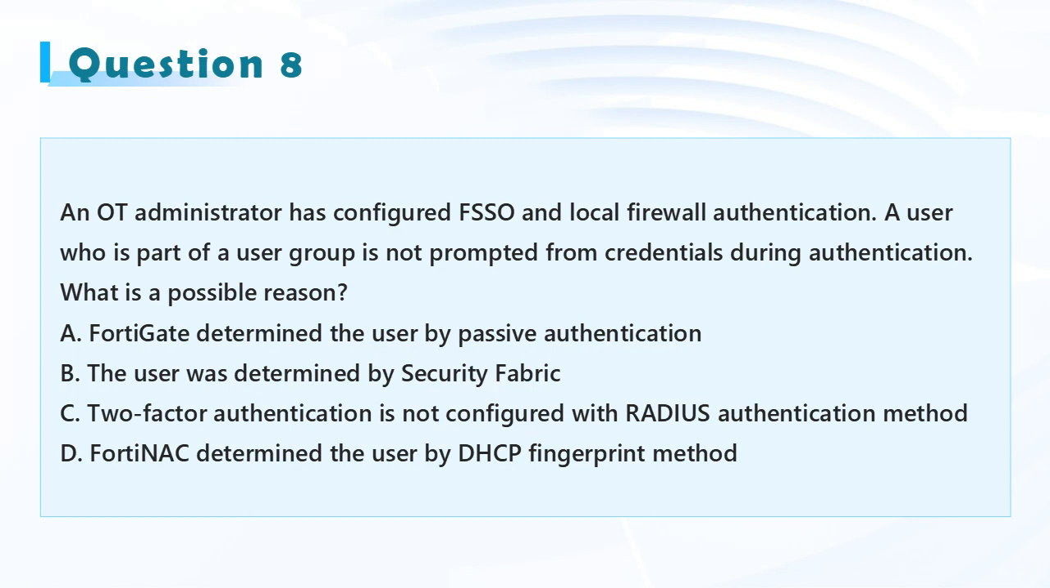Question 8. An OT administrator has configured FSSO and local firewall authentication. A user who is part of a user group is not prompted for credentials during authentication. What is a possible reason? A. FortiGate determined the user by passive authentication. B. The user was determined by security fabric. C. Two-factor authentication is not configured with radius authentication method. D. FortiNAC determined the user by DHCP fingerprint method.